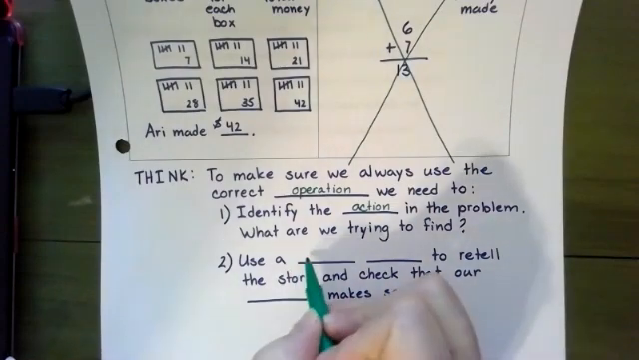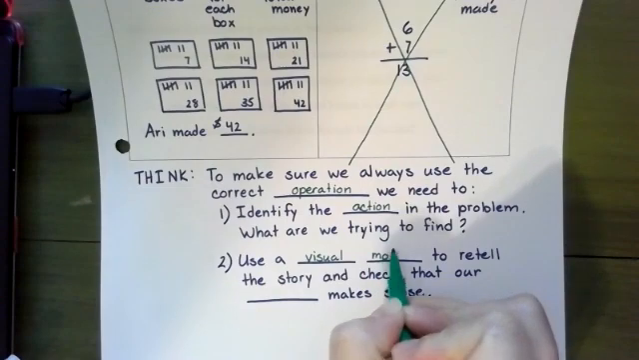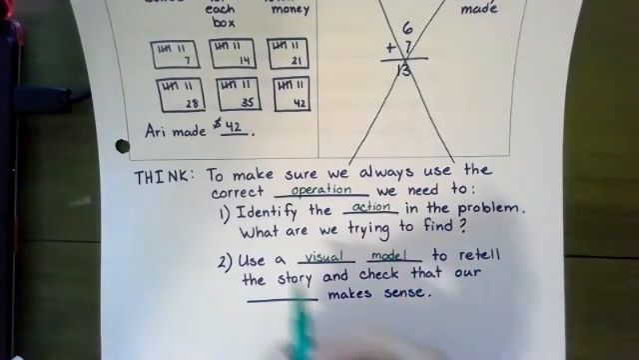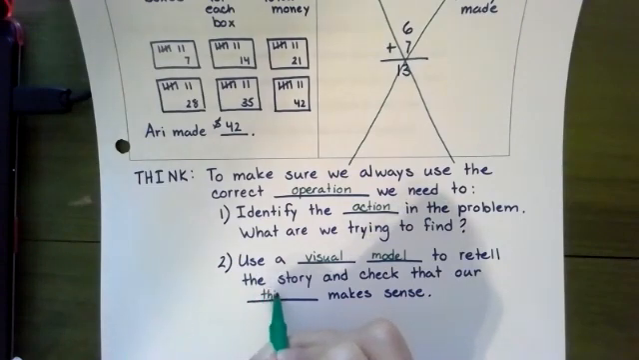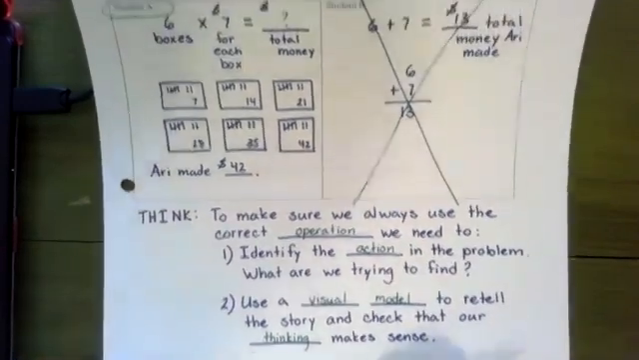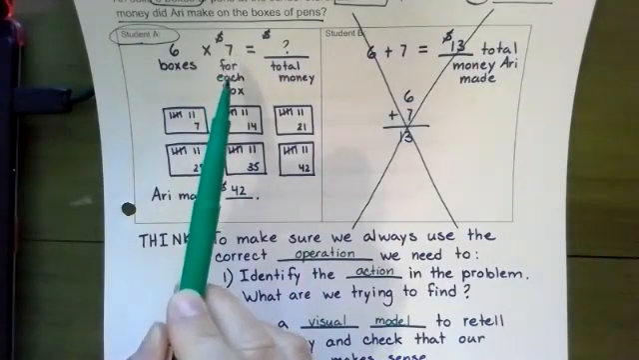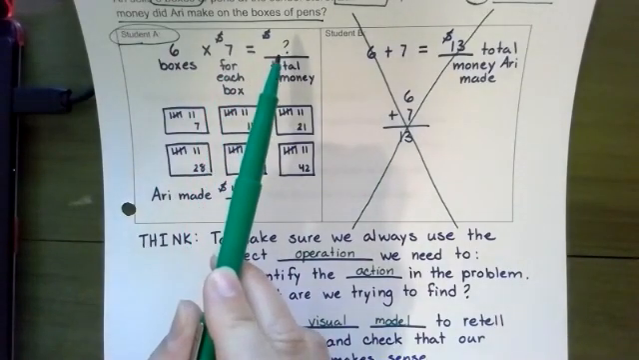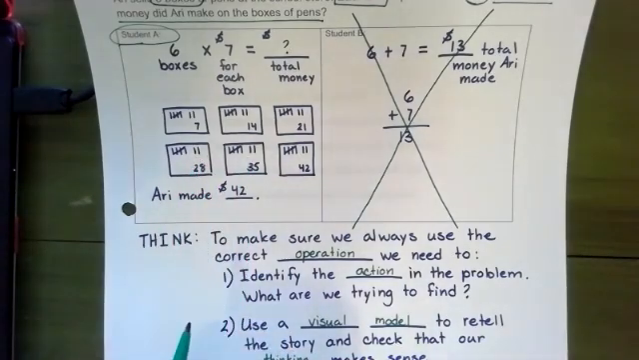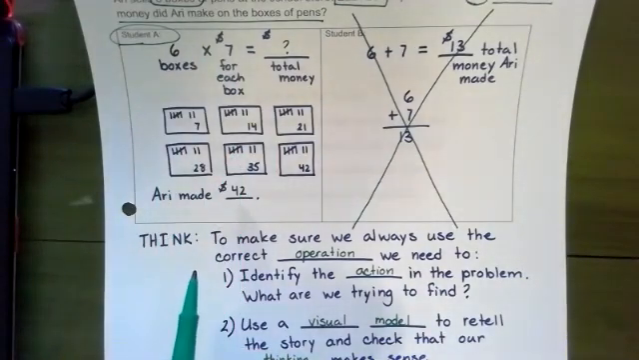We can also use a visual model to retell the story and check that our thinking makes sense. You can see that student A not only used an equation that was clearly labeled so they knew what they were trying to find, they also used a visual model to explain their thinking. Student A was right on the right track.